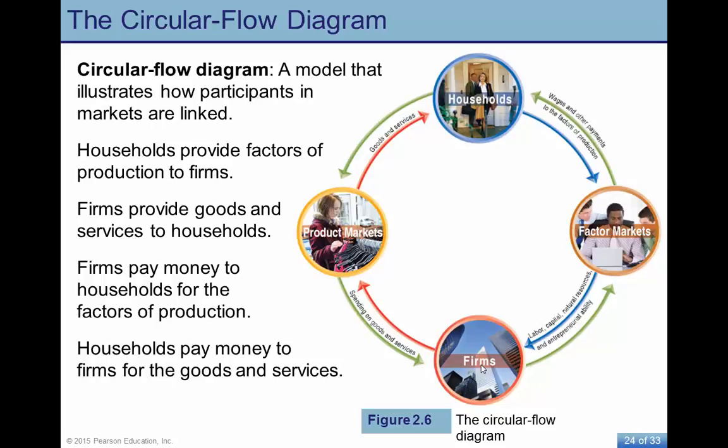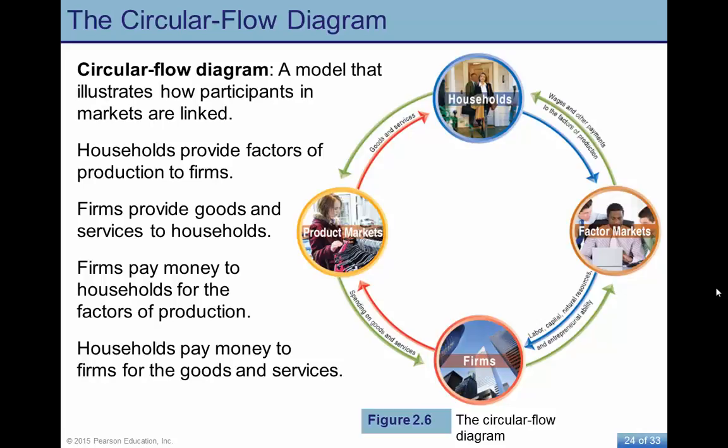In other words, here government does not intervene in the market. Look at this graph. You will not see government over here. So, this circular flow diagram is for a market economy. This model illustrates how participants in markets are linked. Households provide factors of production to firms. Firms provide goods and services to households.